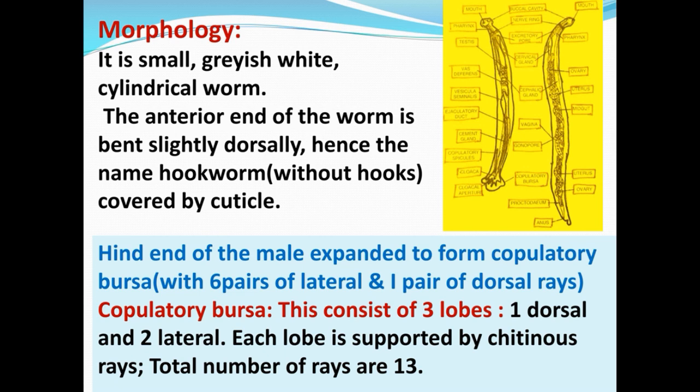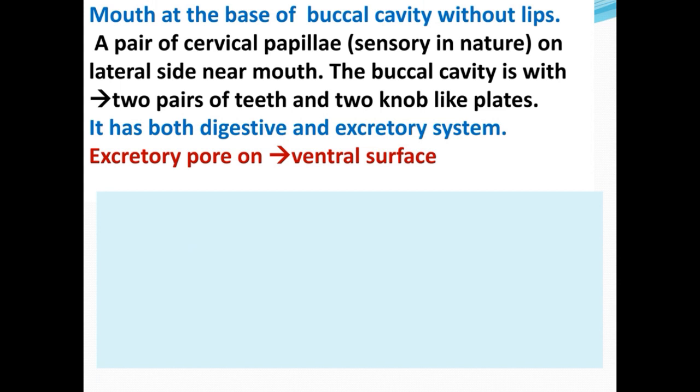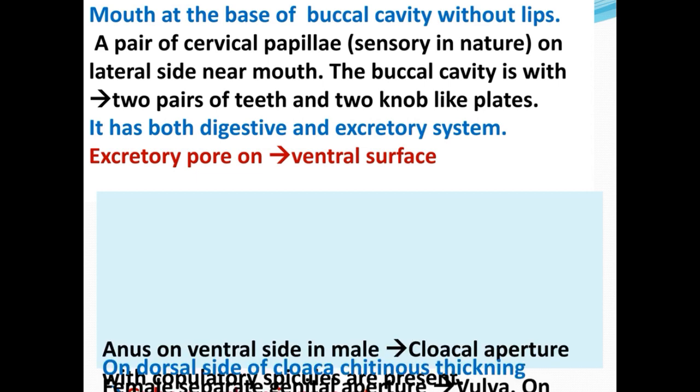You can see these cylindrical forms in the given diagram, and you can see the presence of the copulatory bursa in the case of the male, and it is smaller than the female. The mouth is at the base of the buccal cavity, without lips. A pair of cervical papillae, sensory in nature, is present on the lateral side near the mouth. The buccal cavity has 2 pairs of teeth and 2 knob-like plates. It has both digestive and excretory systems. The excretory pore is present on the ventral surface.